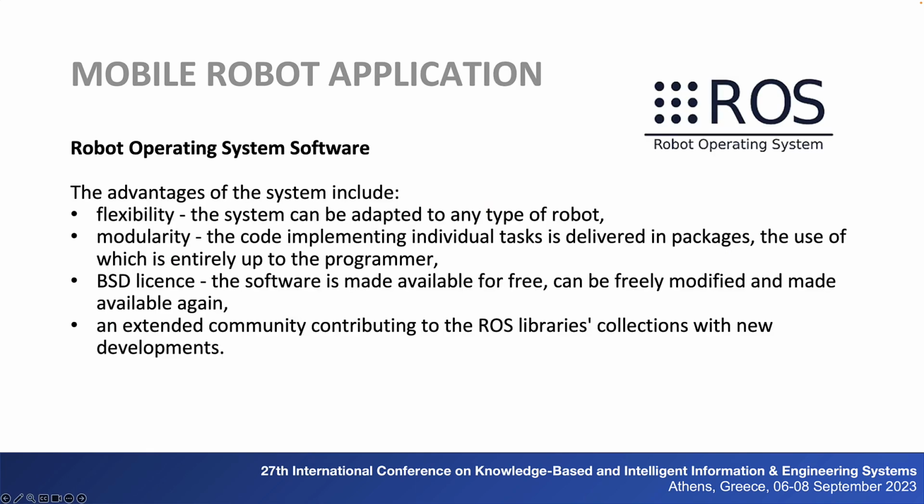The Robot Operating System, ROS, is a middleware, offering libraries, tools and solutions to support the software development for mobile robots. The main idea behind the ROS is to use the work of teams working on individual robotics issues and integrate them into a single system. The advantages of the system include flexibility. The system can be adapted to any type of robot. Modularity. The code implementing individual tasks is delivered in packages, the use of which is entirely up to the programmer. BSD license. The software is made available for free, can be freely modified and made available again. An extended community contributing to the ROS libraries collections with new developments.